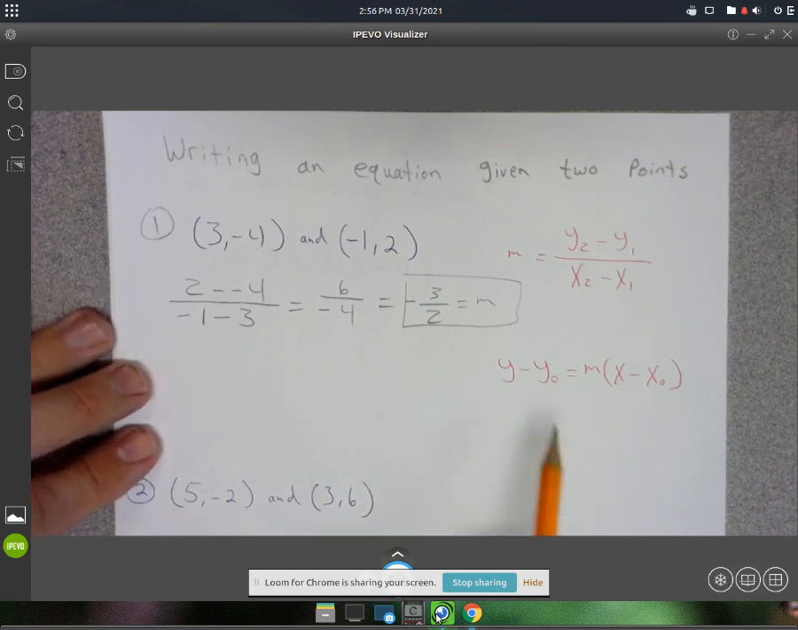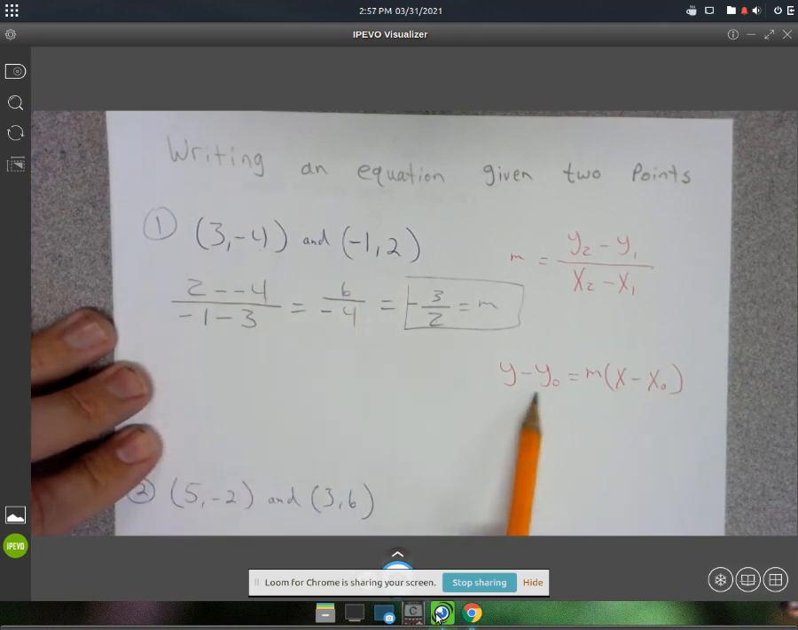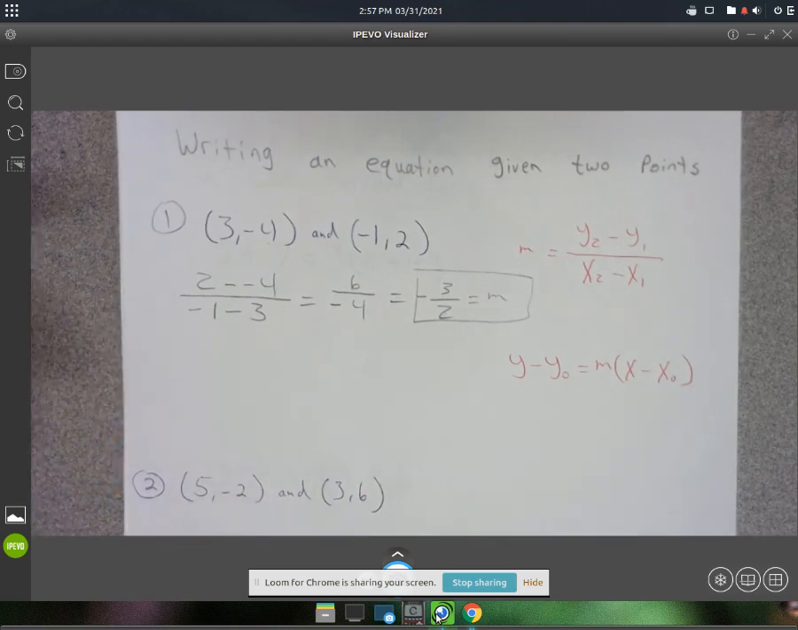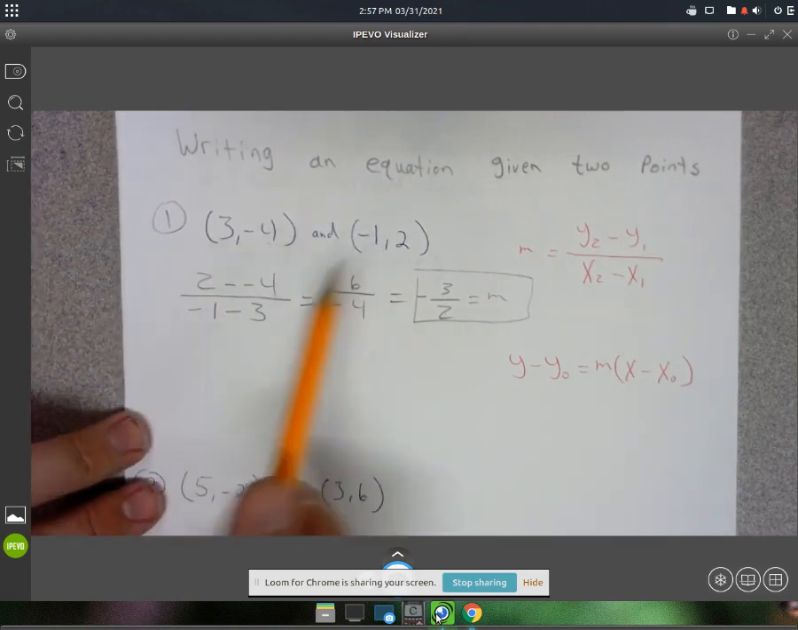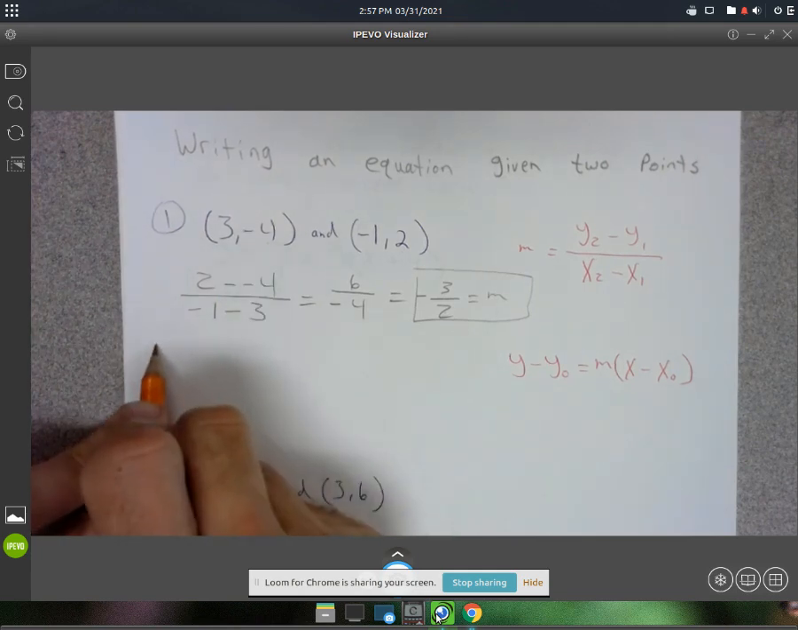Now all I do is I'm going to feed the slope and either of these points into my point slope formula. That's it. So there's actually going to be 2 possible answers based on these points. So I'm going to use my first one here. It's going to be y plus 4.